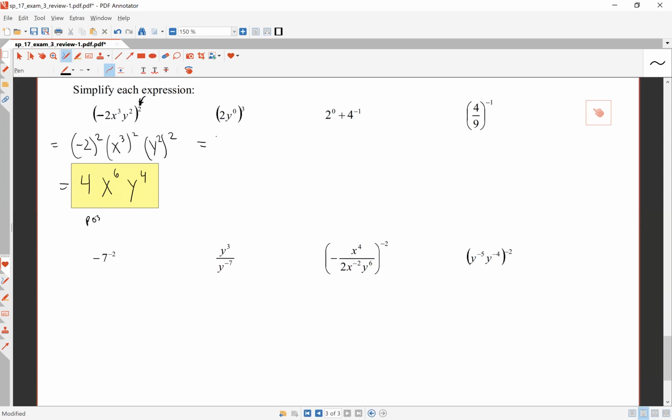Next problem, 2y to the 0 cubed. Y to the 0 is 1, so we're just left with 2 times 1, which is 2, cubed, which is 8.